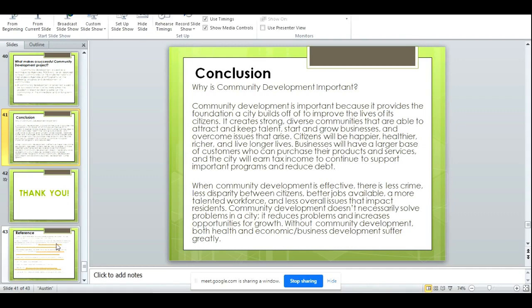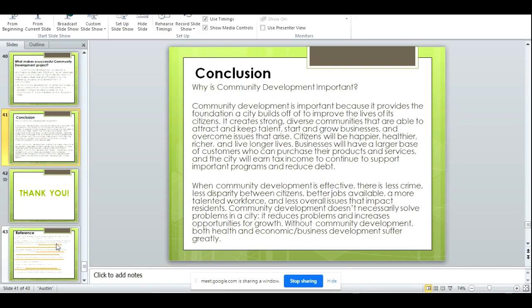Businesses will have a larger base of customers who can purchase their products and services, and cities will earn more tax income to continue to support important programs and reduce the debt of the community. When community development is effective, there is less crime in the community, less disparity between citizens, the rich and the poor, better jobs available, a more talented workforce, and less overall issues that impact the residents of the community.